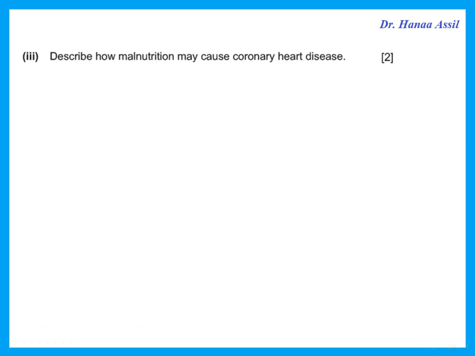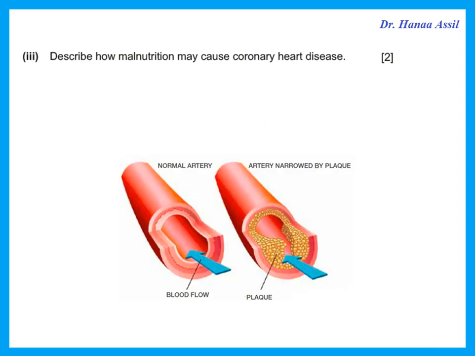Describe how malnutrition may cause coronary heart disease. What in our diet could be causing coronary heart disease? Remember that what is coronary heart disease? It is the blockage of the coronary artery. So this is the artery that is bringing blood to the heart, to the walls of the heart, to the muscles of the heart. If this artery is blocked, and this is usually by deposition of fat, so fat deposits inside the artery, blocks it, this causes coronary heart disease.